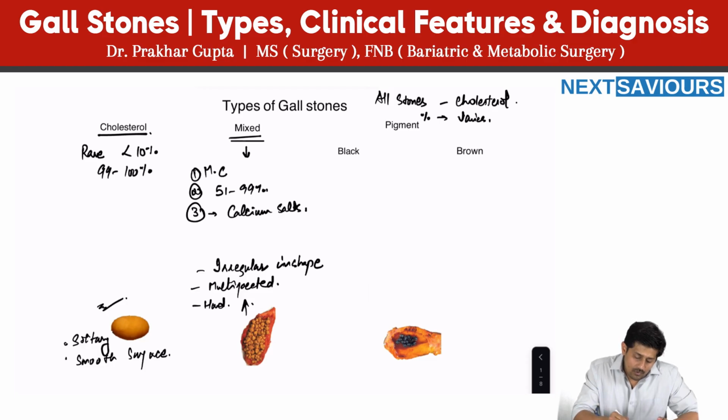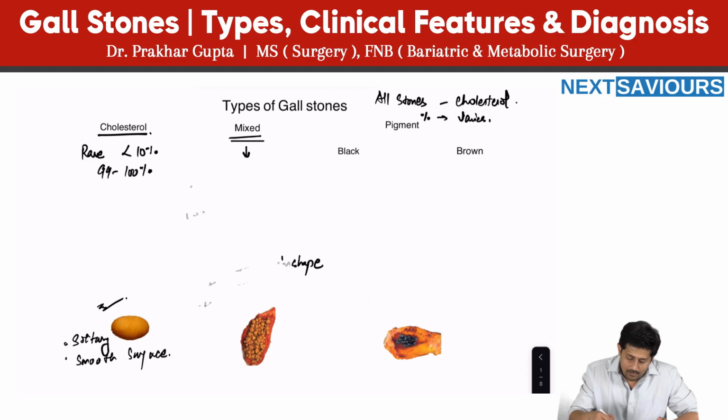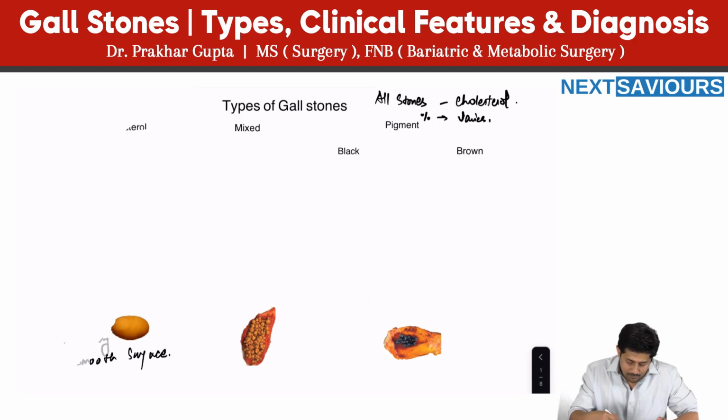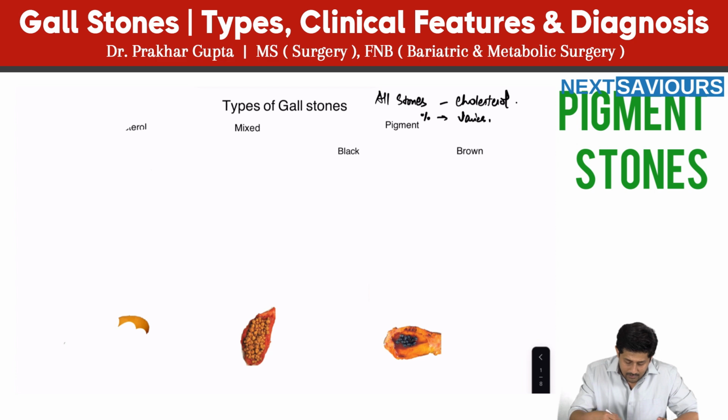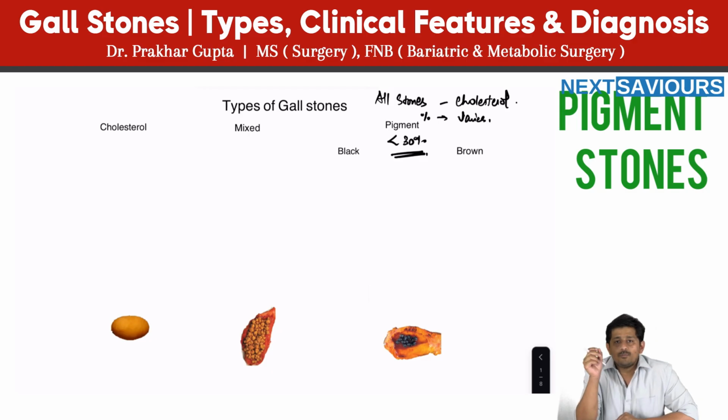Now coming on to another variety of stone, that is your pigment stones. So these pigment stones are actually different from these cholesterol and mixed types of stones. Of course, they do have cholesterol in them. The amount of cholesterol in the pigment stones is usually less than 30%. And these pigment stones are further subdivided into two types, that is the black and the brown pigment stones.